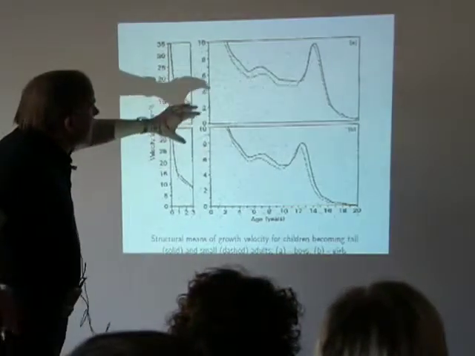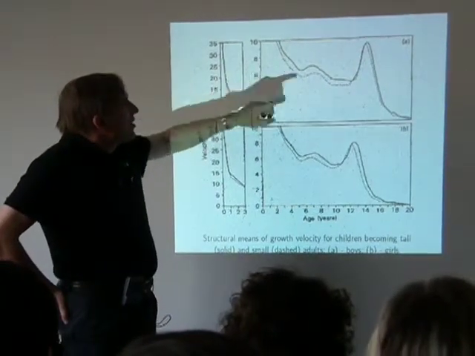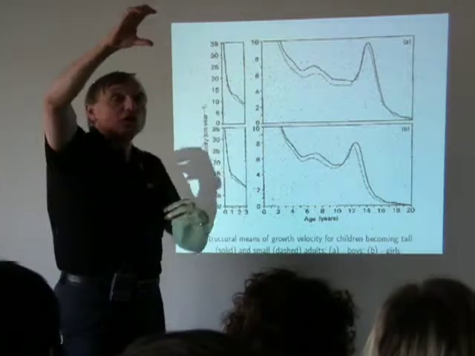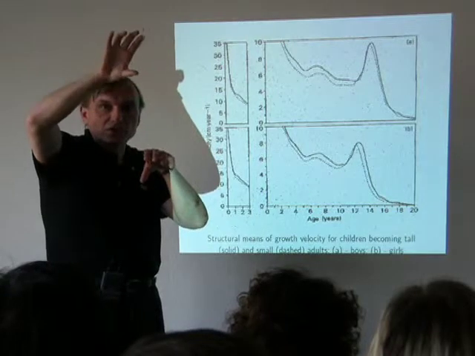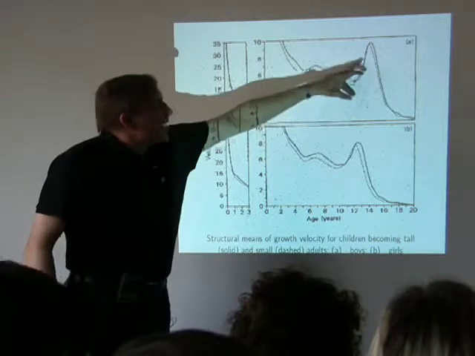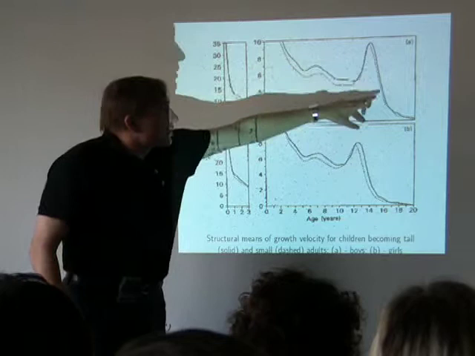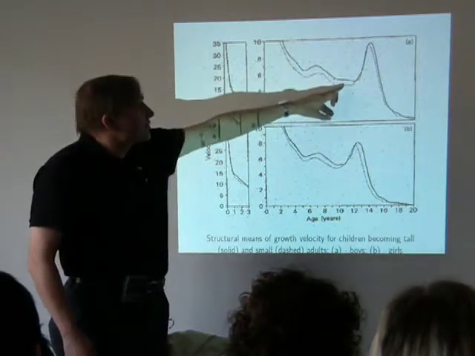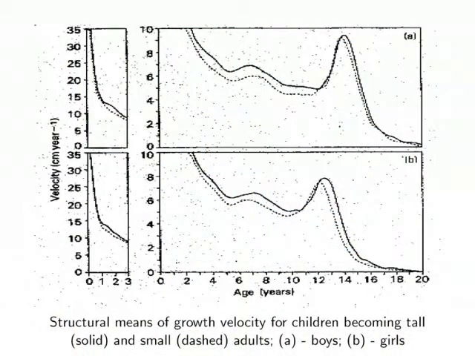No, this was just registered curves of two different groups. These are the boys; we have just made two groups of the boys, those who become tall adults and those who become small adults. The solid lines are the average growth velocity curves for boys who become tall adults, and these are the average growth velocity curves for boys who become small adults. And you see the main difference was pre-pubertal. You have a smaller pre-pubertal growth velocity. Okay?